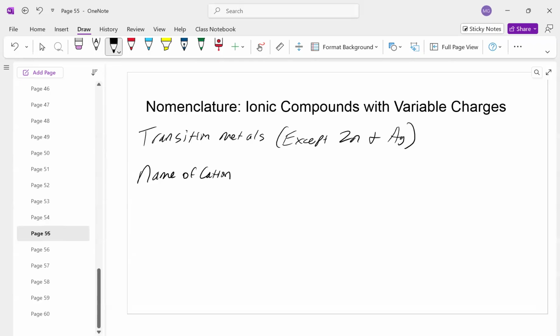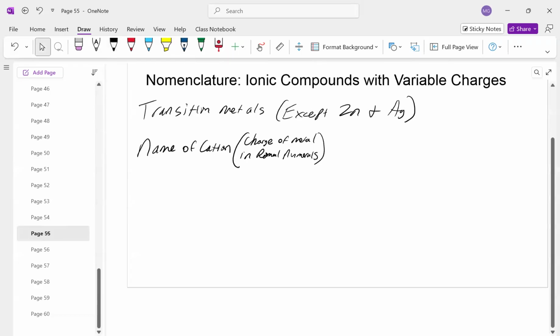But right after that name, we're going to put in parentheses the charge of the metal, but in Roman numerals. Why they use Roman numerals, I don't know. That's what the old guys that sat in the room and said, here's how we're going to do everything.